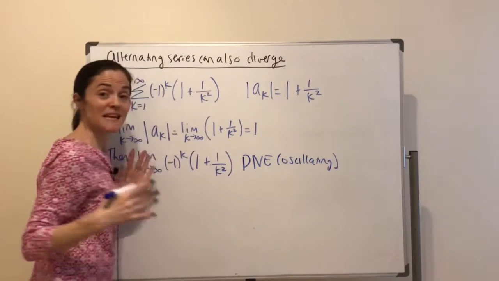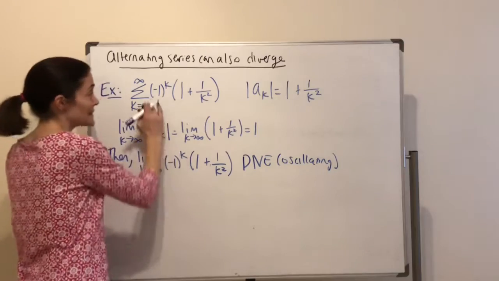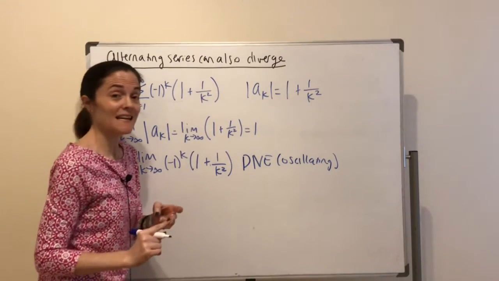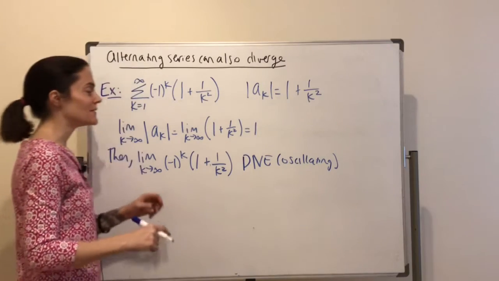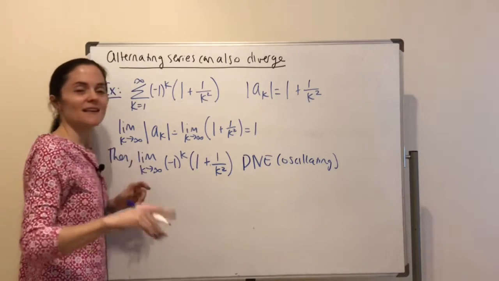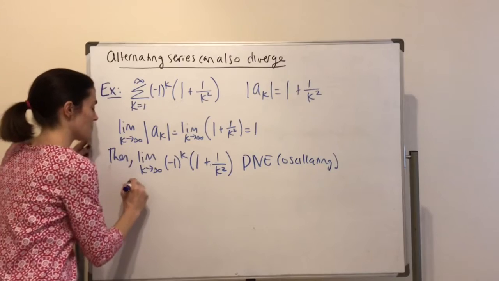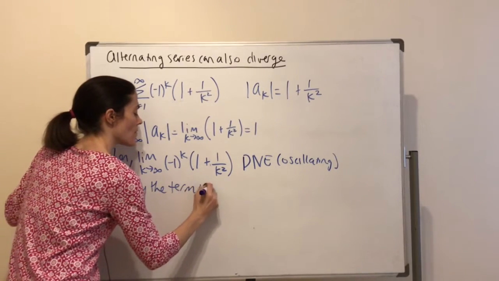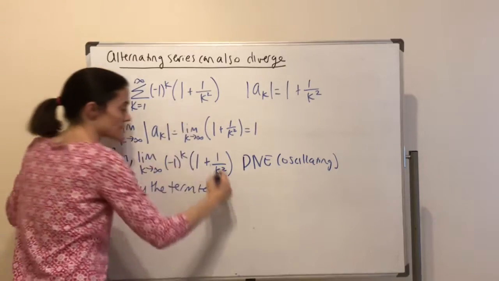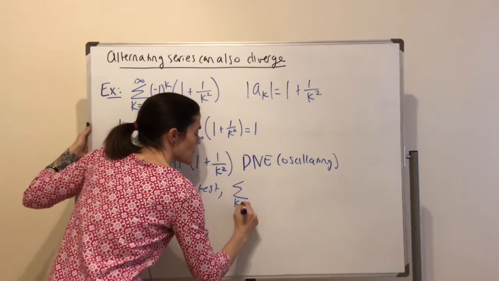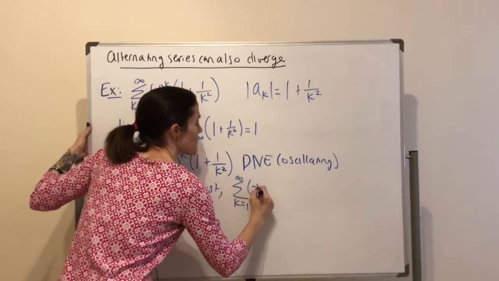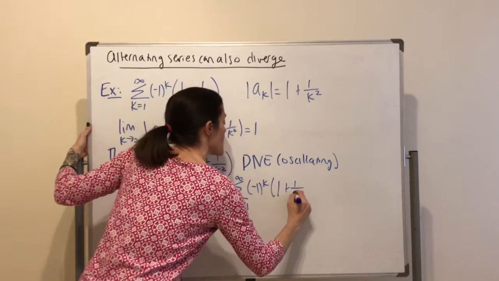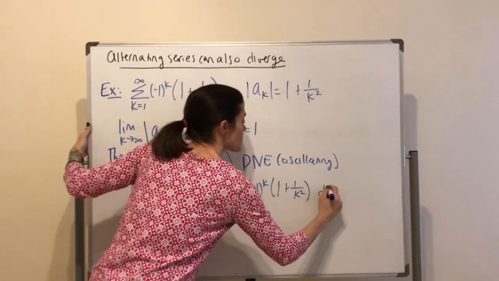And this becomes the term test. When you have a limit of the terms and you get does not exist, or you get any number other than 0, you can conclude the series diverges by the term test. This series, the alternating series, the sum from k equals 1 to infinity of minus 1 to the k, times 1 plus 1 over k squared, diverges.